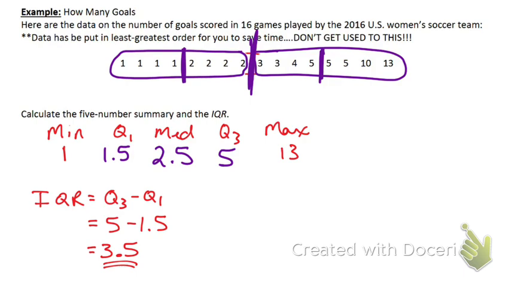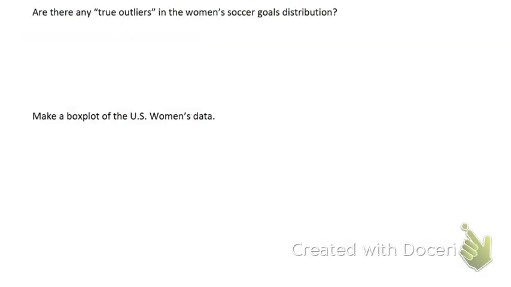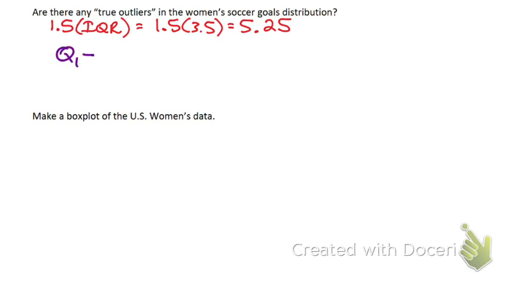Okay, let's see if there's any true outliers then. We're going to do 1.5 times that IQR number. 1.5 times 3.5. What is 1.5 times 3.5? 5.25. Nice.